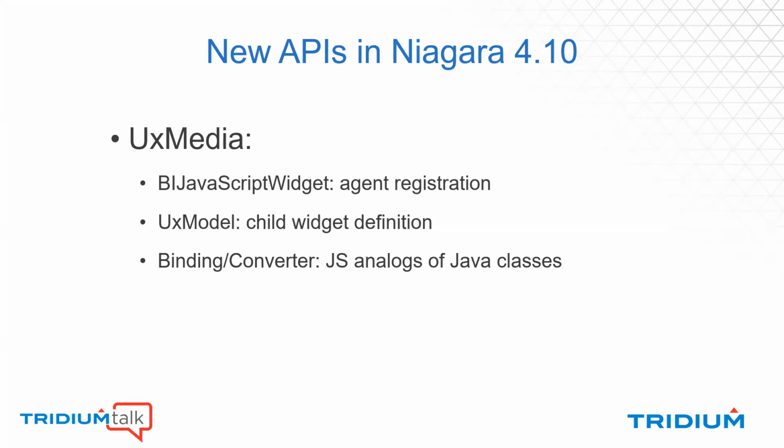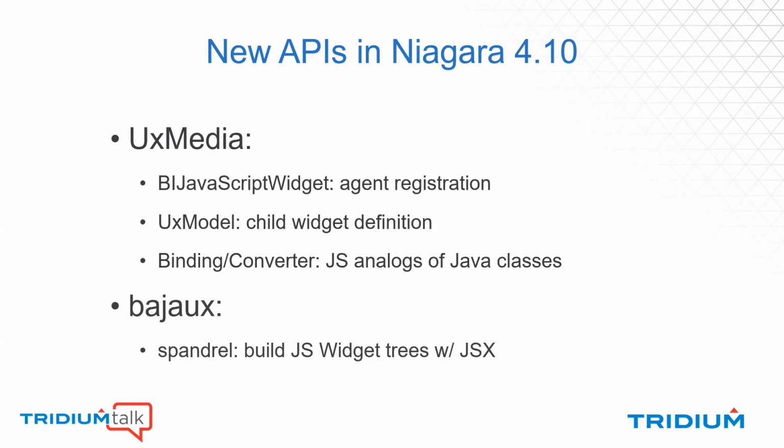UX model is how it provides you information about what your child widgets are. So, for instance, if you're talking about a canvas pane, you put 3 labels on it, it's going to have 3 child widgets. In Java world, those are child slots. In JavaScript world, it's UX model that provides you that information. And if you do have any custom bindings or converters that you have implemented in Java, then we have binding and converter APIs to allow you to provide JavaScript analogs of those Java classes.